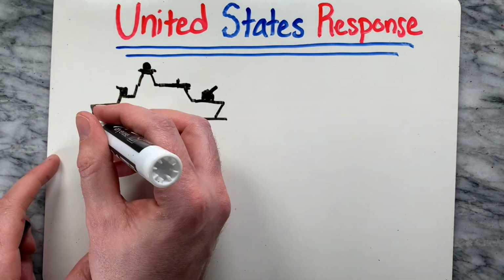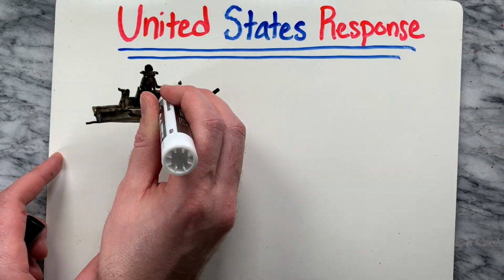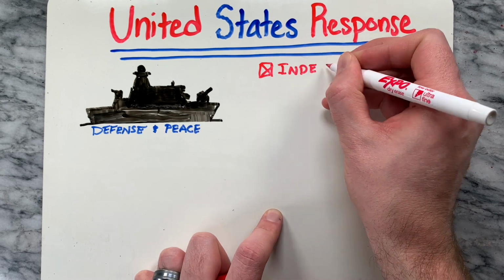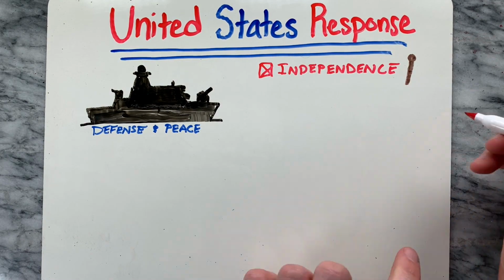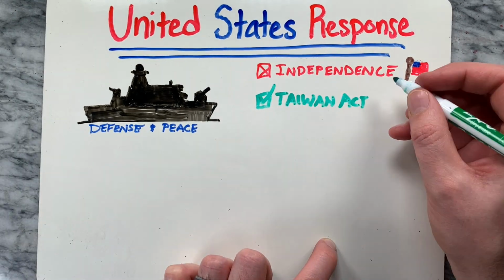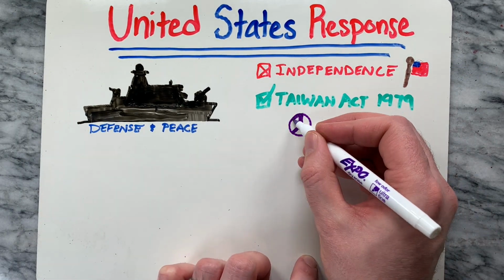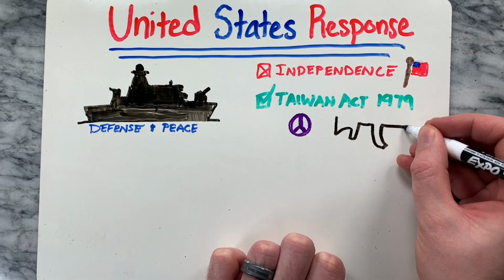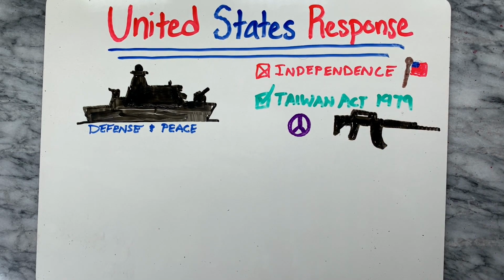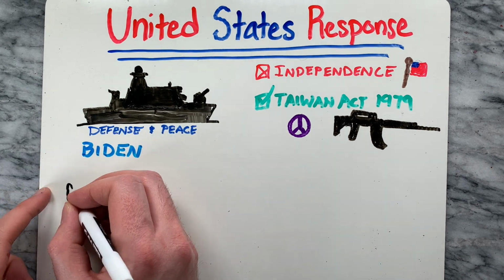In November 2021, Biden made it clear that the U.S. is not encouraging Taiwan's independence and supports the Taiwan Act of 1979. In that act, it states that the peace and stability in the area are in the political and security and economic interests of the United States, and that the U.S. can provide arms of defensive character if anything jeopardizes the security or social or economic system of the people of Taiwan.